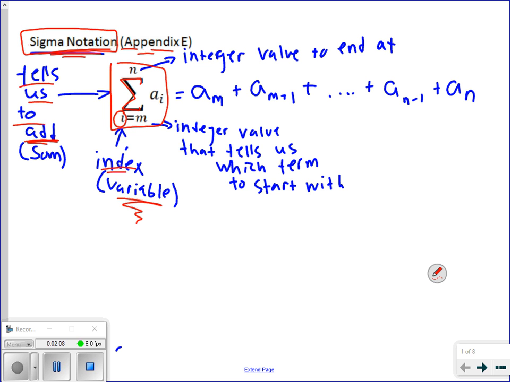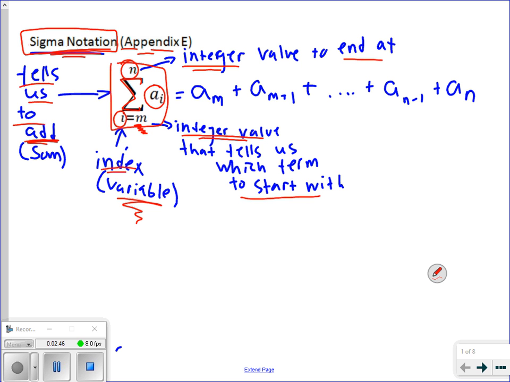Now, if you remember the m on the bottom, so i equals m, this is the integer value that tells us which term to start with. A lot of times that value is 1, meaning to start with the first term in a list. The top number here, n, is some integer value that tells us where to end. So for instance, it could be i equals 1 to 5, meaning find the sum of the first 5 terms, from 1 to 5.